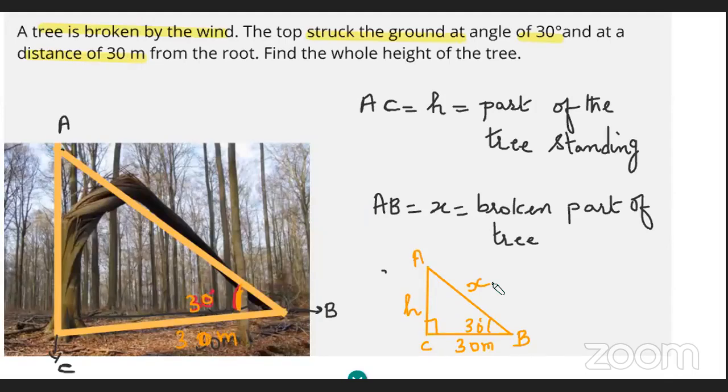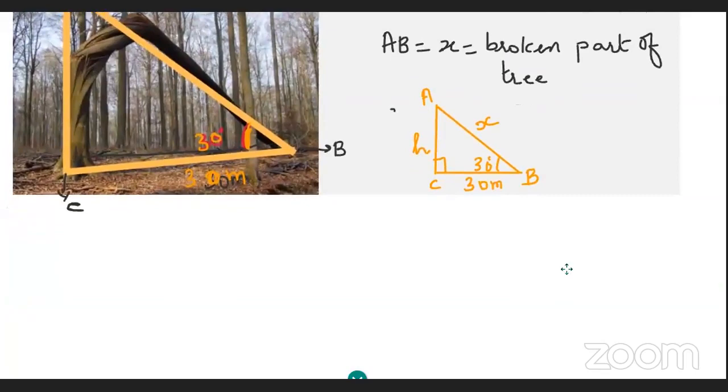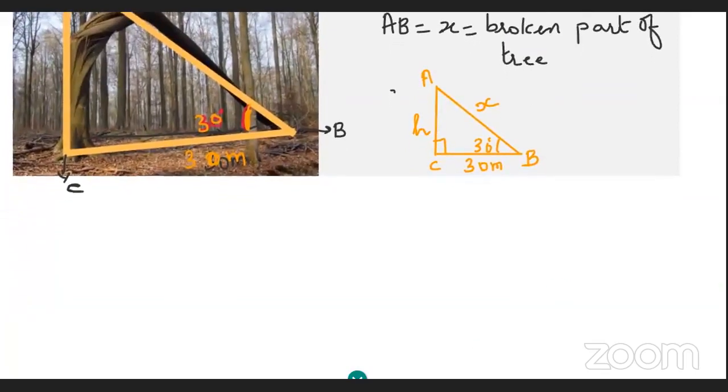Yes, ma'am. So first, to find the height, that is H, which trigonometric ratio should I use? Tan 30. Tan is opposite upon adjacent, because AC is opposite and adjacent is BC, right?